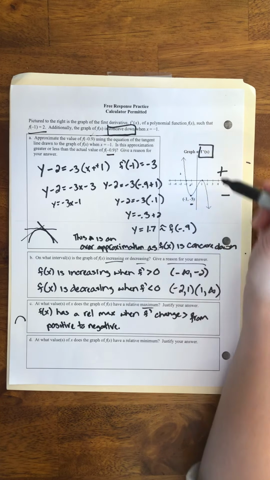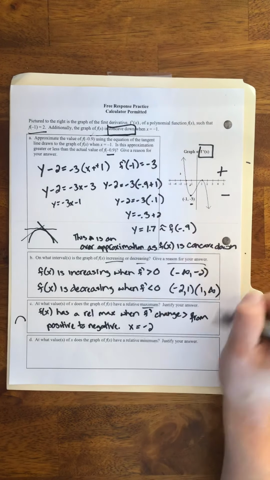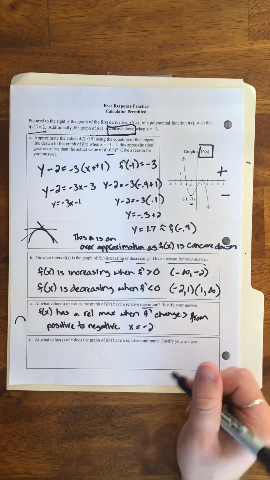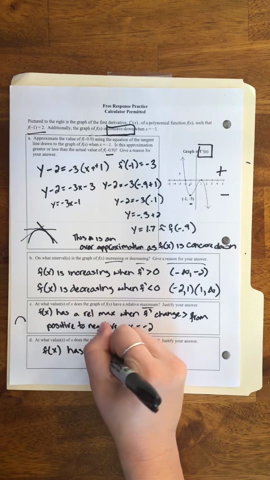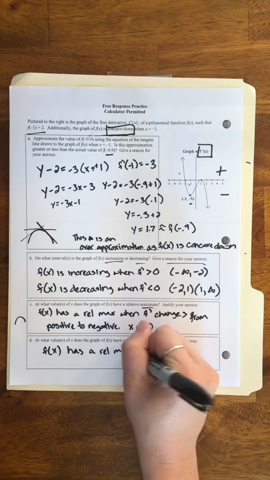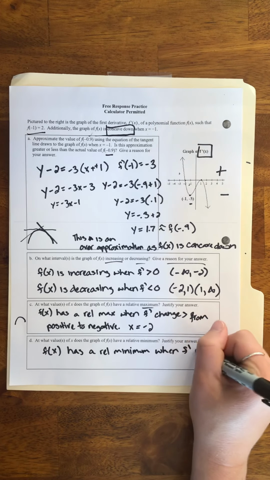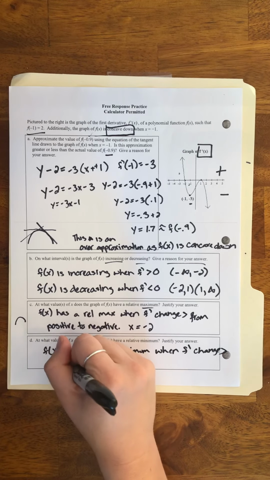I've got it right here at x equals -2. And then I don't see it any other place. So this occurs at x equals -2. For relative minimums, I'm going to say f of x has a relative minimum when f prime changes from negative to positive.